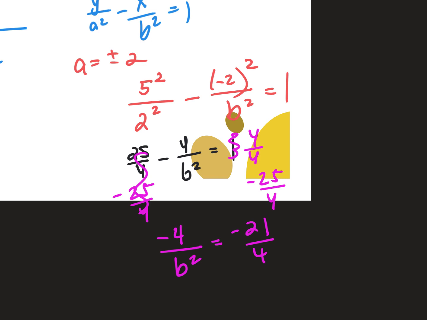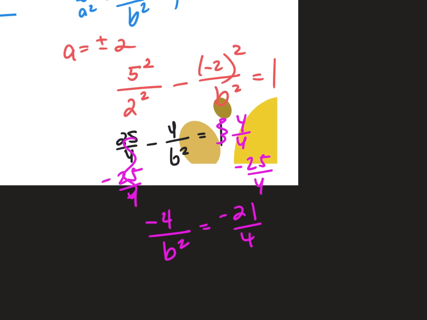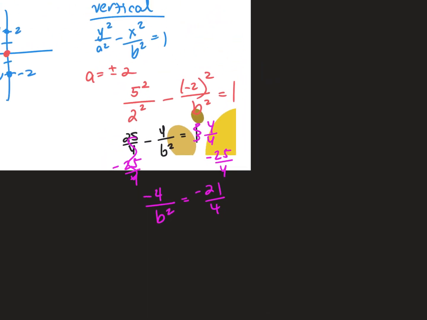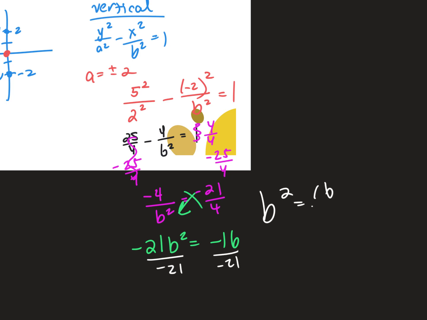So you guys are like, oh my God, fractions. Guys, how do you solve when you have a fraction equals a fraction? You cross multiply, okay? We all can do that. So I have negative 21 times b squared equals negative 16. All right. Now what? I'm going to divide by negative 21. Perfect. So I'm left with b squared equals 16 over 21.